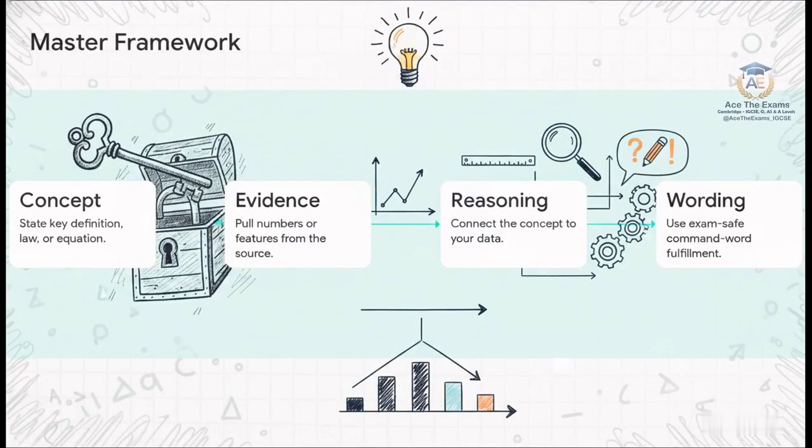All right, here is your skeleton key. This is the 4-step framework you absolutely need to build top-band answers and lock in those maximum marks for any explain, describe, or evaluate question type in the 0625 syllabus. Step 1. Concept. You state the key definition, law, or equation using the correct physics terminology. Step 2. Evidence and data. Pull specific numbers, graph trends, or apparatus features straight from the provided source data. Step 3. Scientific reasoning. This is where you logically connect your concept directly to your data.